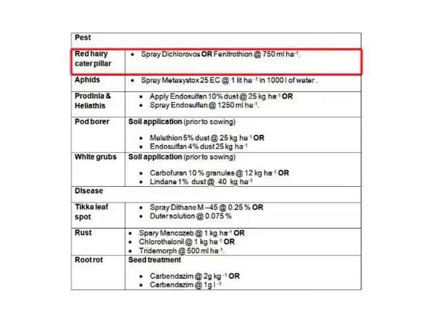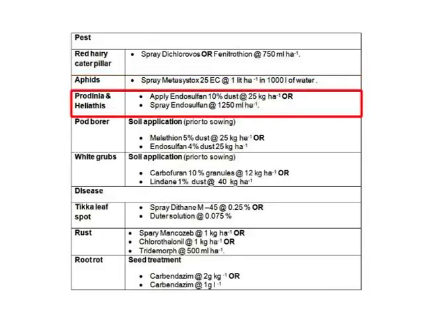Then pest and disease management. Here the crop is susceptible to several pests and diseases. The first one is red hairy caterpillar. For that we can spray dichlorvos 750 ml per hectare. Then the second one is aphids. Spray metasystox at the rate of 1 liter per hectare in 1000 liters of water.